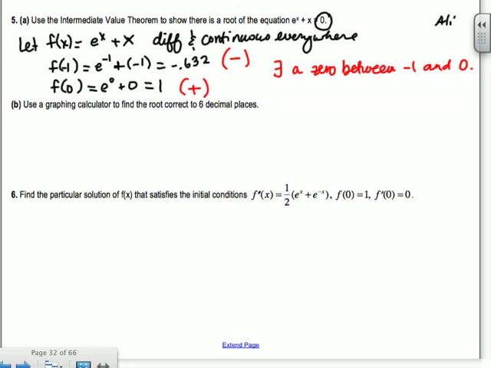Okay, so let's use our graphing calculator to find it. We're going to plug that in for our y1, so e to the x plus x. We're going to graph it. You can zoom in on that area if you need to, but you don't really. Mine looks pretty good. And then you find 0. So go to second, calculate, and find the 0.